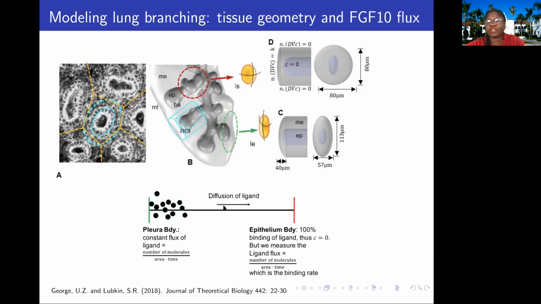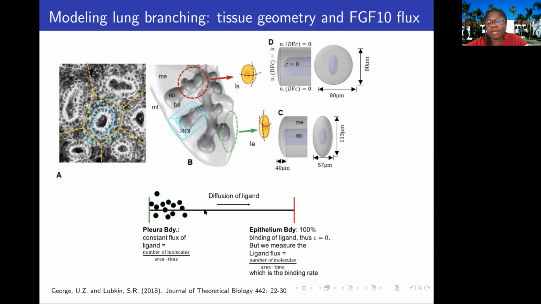And in defining this model, we look at diffusion. We write an equation to describe diffusion of these molecules. We look at constant flux of ligand. So the constant flux is what we model here, where K defines the constant flux. And then what is flux? Flux is the number of molecules per area per time. So the amount of molecules per area per time.